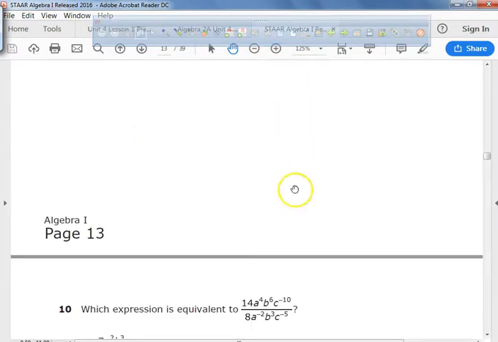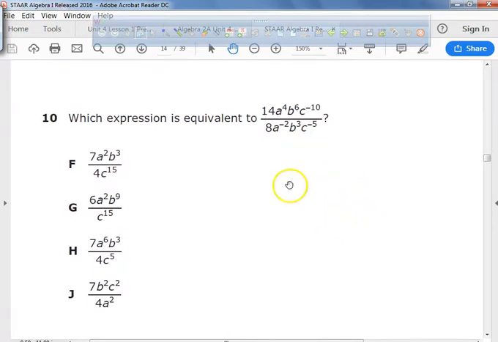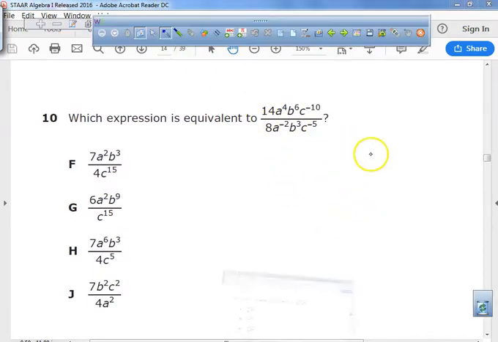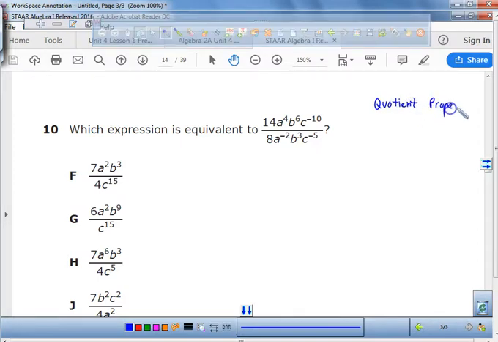Oh, this one kind of gives students difficulty, okay? So what I'd like you to do is we're going to be talking about what's called the quotient property. So I'd like you to write down the quotient property with exponents. Okay? Quotient property.